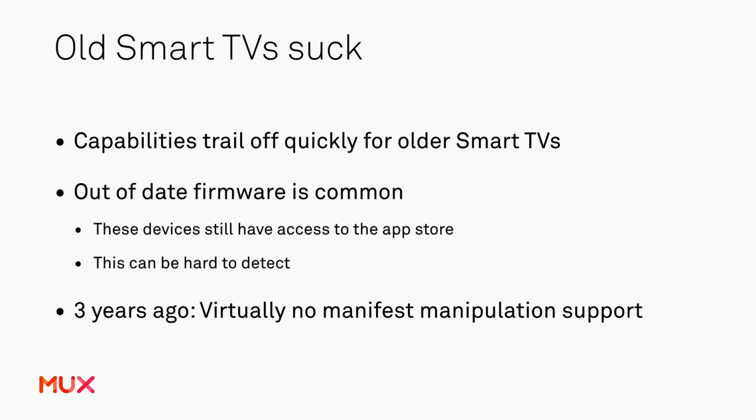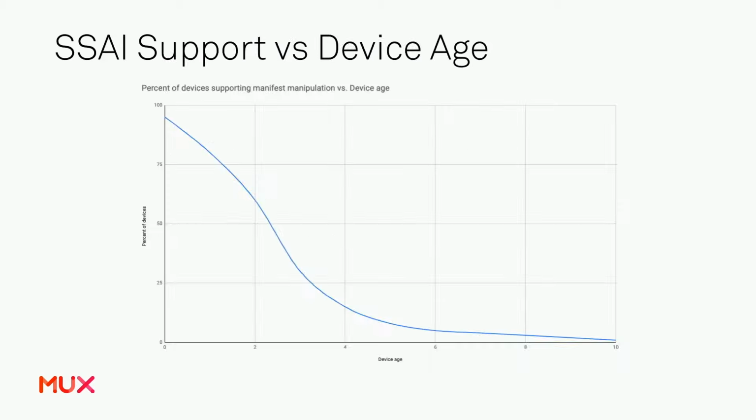Sometimes you can't actually release anything onto the App Store for these devices. This is hard to detect. Sniffing device versions is an art in itself. But basically 3 years ago, when I started working on manifest manipulation, there was really no support out there on these smart TVs.